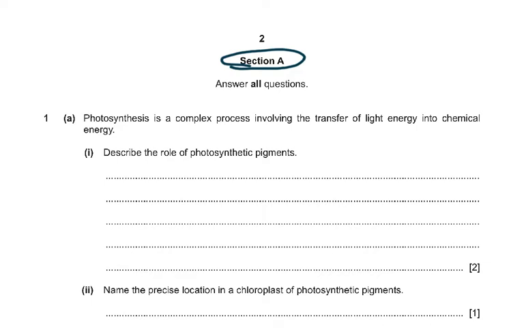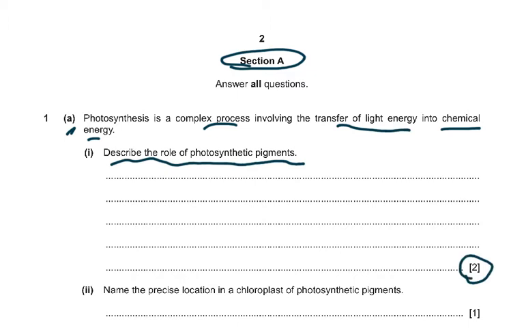Now let's look at question number 1. Photosynthesis is a complex process involving the transfer of light energy into chemical energy. That's what we study in O levels. Describe the role of the photosynthetic pigments. Now what do the pigments do? They absorb or trap the light or the photons, and that results in the excitation of the electrons for cyclic and non-cyclic photophosphorylation, and the accessory pigments pass the energy to the primary pigment, and the pigments form a light harvesting cluster, which is called photosystem, and you can say PS1 or PS2.